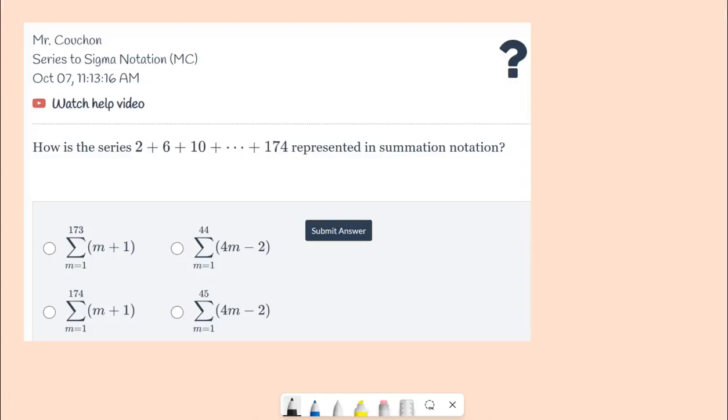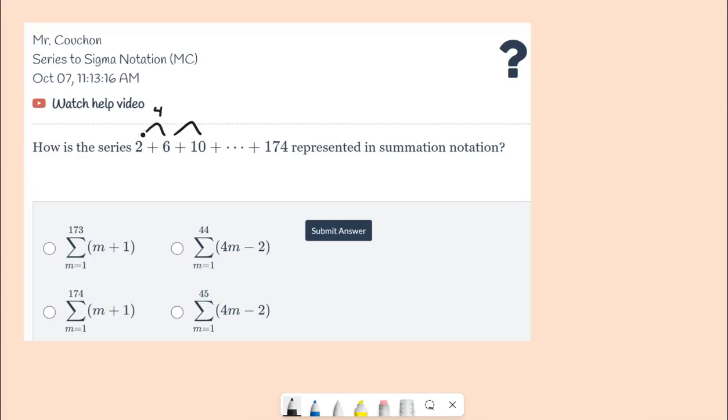Okay, now we're going from series to sigma notation. We're going to be given a series, and we have to determine what's the appropriate sigma notation. So a few different things we can do here. The first thing I would do is analyze the difference between my terms, or the ratio if it happens to be geometric. But this is arithmetic.